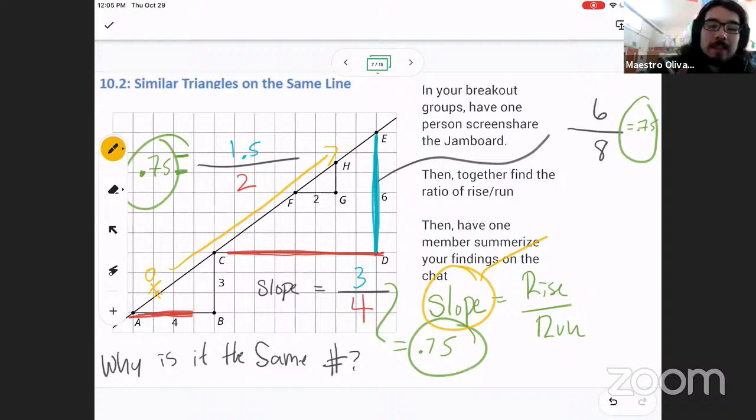So when we look at these three triangles and we find the ratio of the rise and the run, we're getting the same number. Why? Because they're on the same line. It's the same ratio. It's the same slope. It's the same level of difficulty.